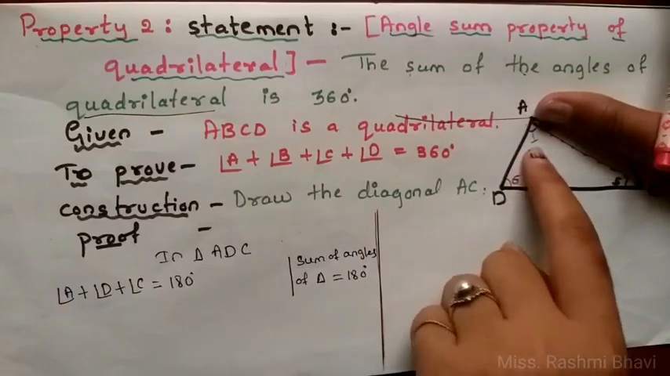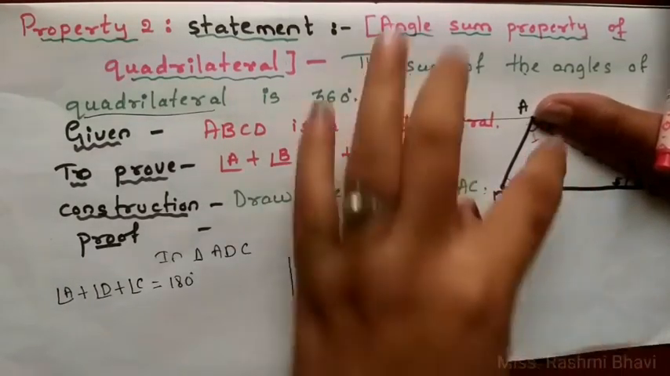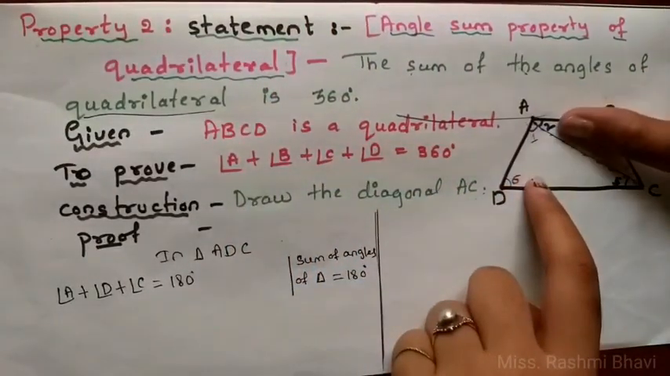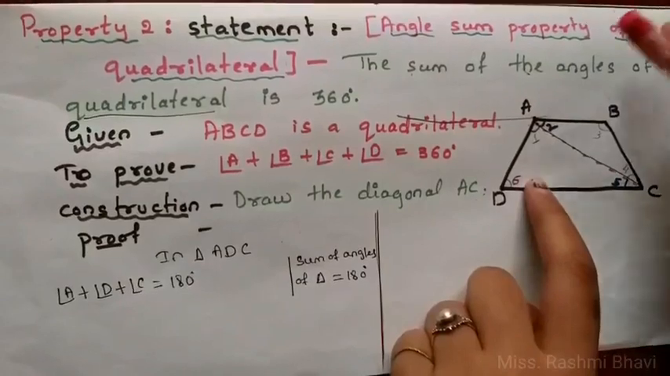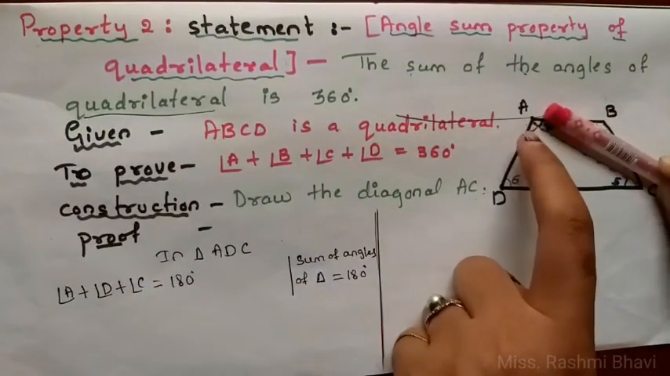Here angle is what here? Angle 1. I am taking only this first triangle. Here the second triangle angle value is 2. Here I am taking only the first triangle.